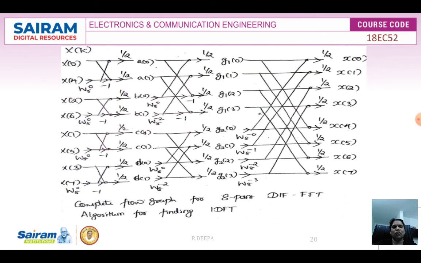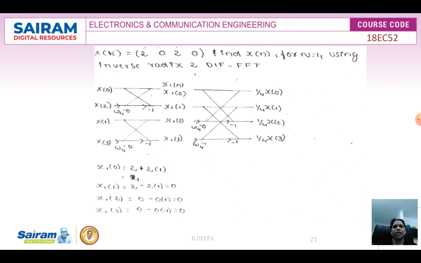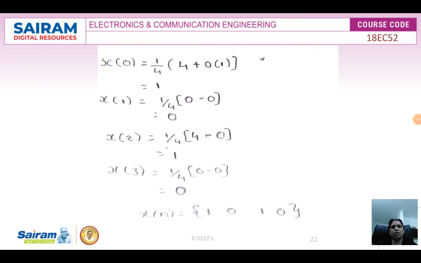and if you observe the structure, the output will be in normal order. And you can observe here also, as for the 8-point DFT, the final output is going to be in the normal order. So whatever output you are getting here, you can feed it directly. So the final output x of n is going to be 1 0 1 0. So this is about computation of IDFT using the DIF FFT algorithm.